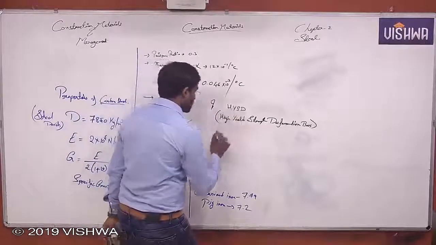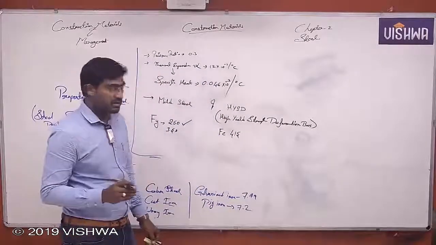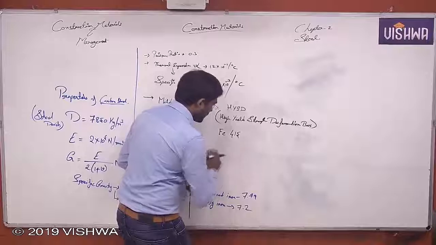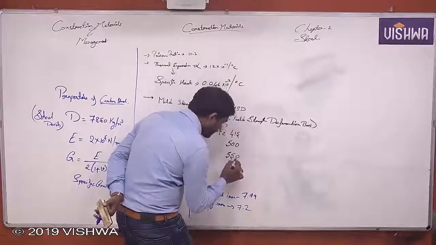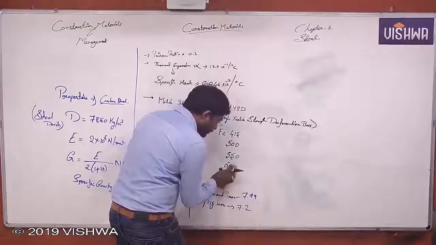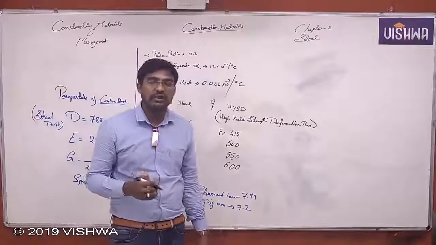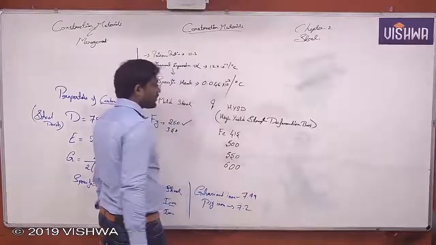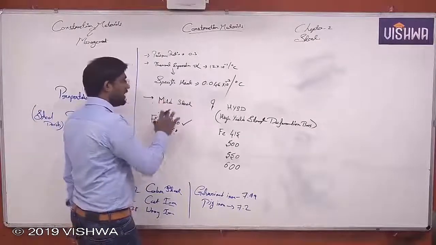If we are going with respect to HYSD, we have Fe 415 as an initial grade that we'll be using, and the next one is Fe 500. Later on we have Fe 550, the high strength, and in present scenarios we are using Fe 600 also, depending upon the elemental sources or the standardization of the building that we are constructing. So we are using Fe 550 as well as 600. This is how steel is characterized, usually between mild steel and HYSD.